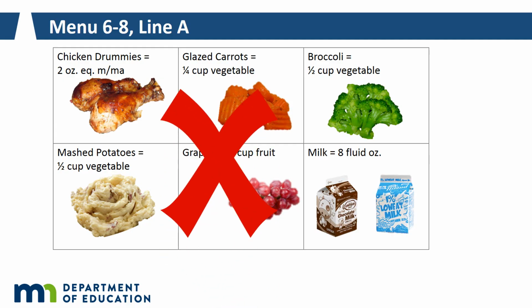No. This menu is missing a full component, the grain component. In order for a menu to be reimbursable, all 5 components must be offered in the minimum required portion sizes. It's very important to make sure all components are offered, because if the menu as planned is missing a component, then all meals are considered non-reimbursable regardless of what the student selects.